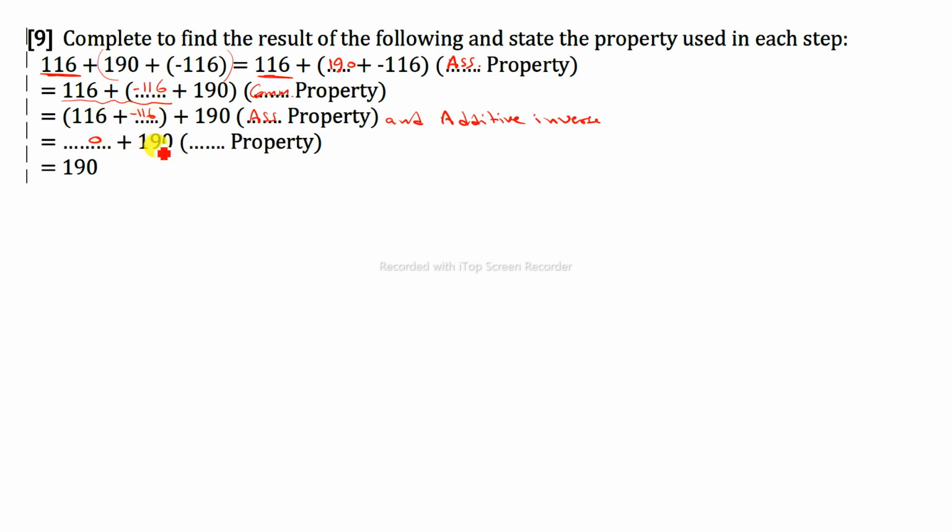بعد كده 0 plus 190 is equal to 190. هنا خلينا نقول ايه additive identity property اللي هو 0 is an additive identity property.